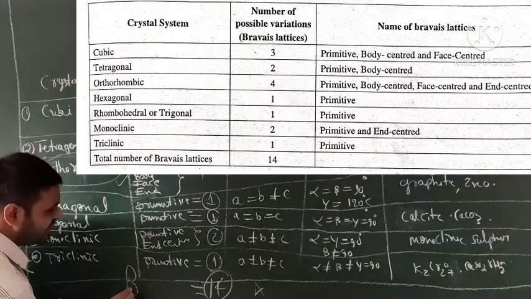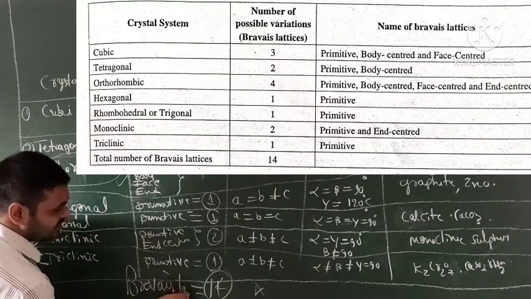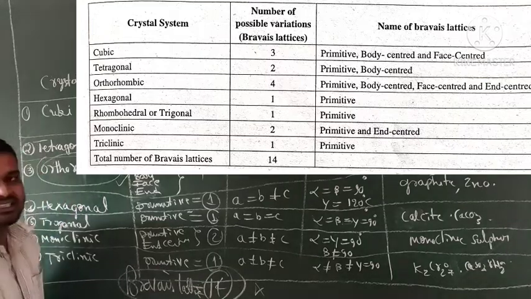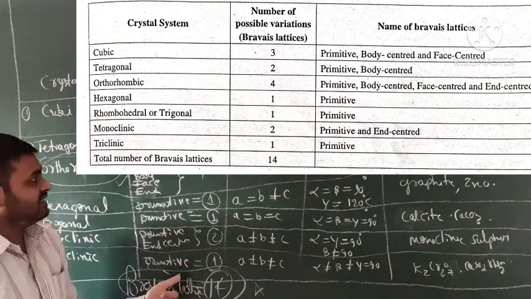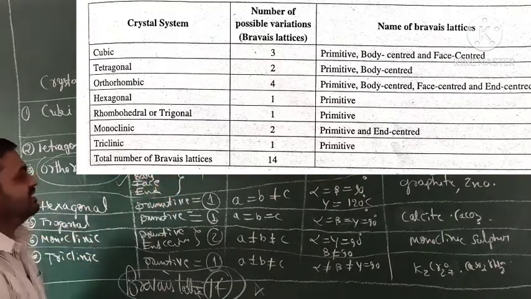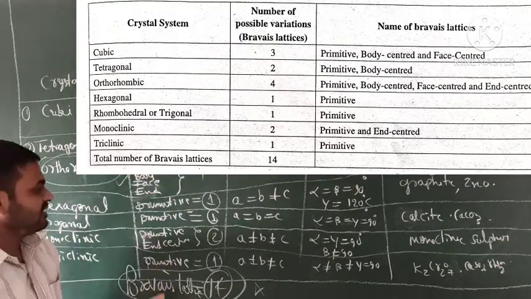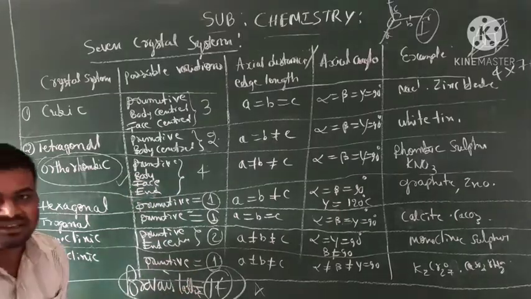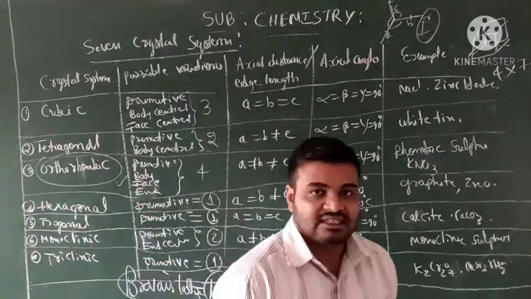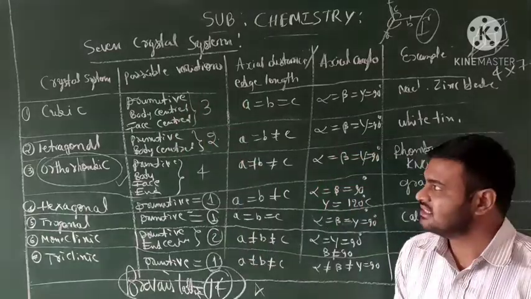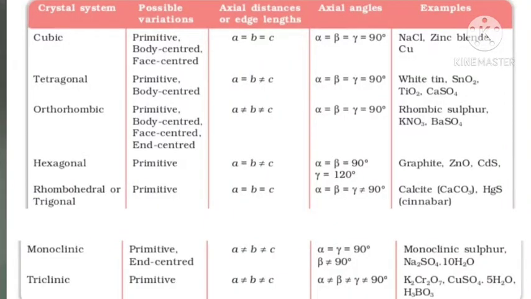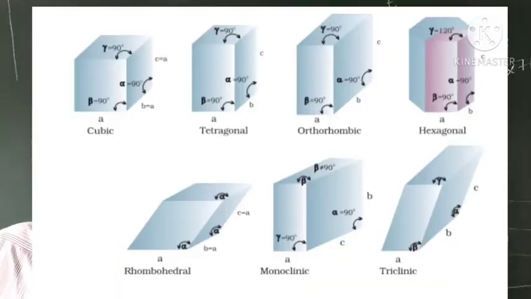This is the Bravais lattice. Only 14 possible variations are observed. Those are primitive, body-centered, face-centered, and end-centered. This is the 14 possible variations we can observe in the crystal systems. Okay, students, listen carefully. This is the chart. It's very important.